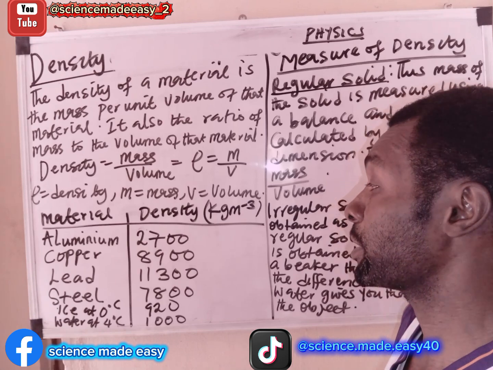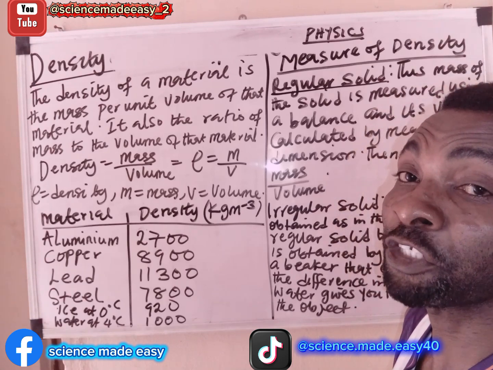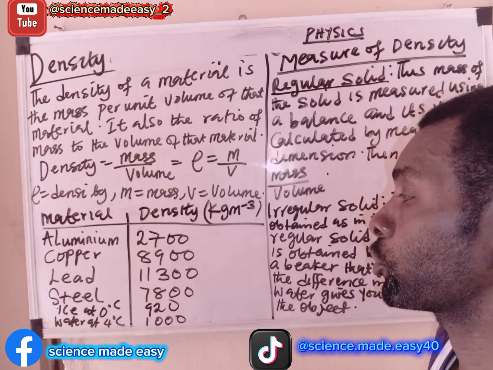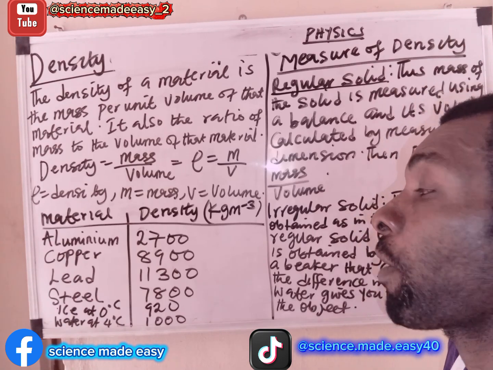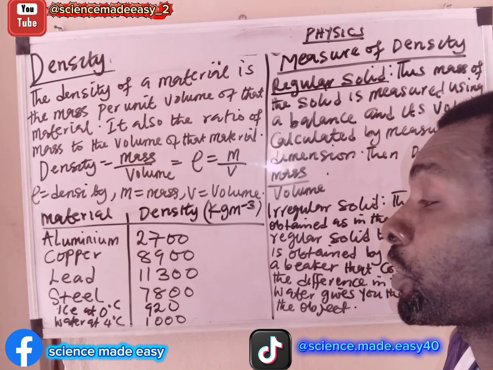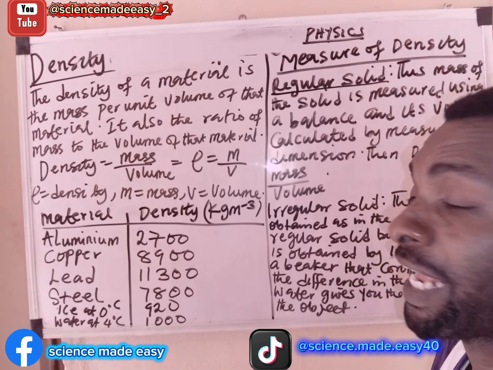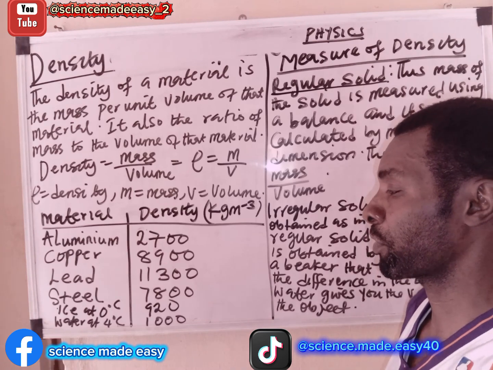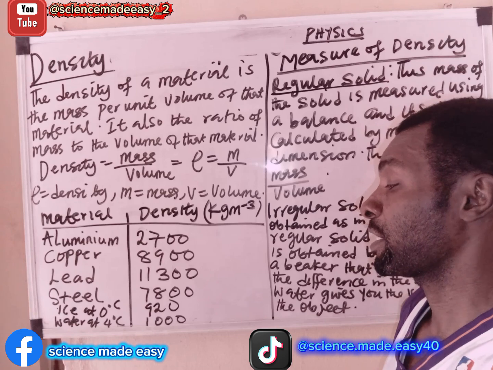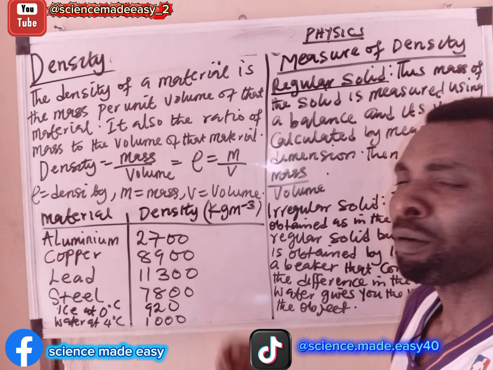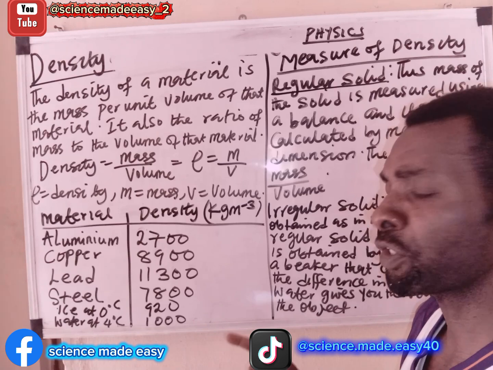Then these are materials and their density. Like aluminium, the density in kg per meter cube is 2,700, while that of copper is 8,900, while that of lead is 11,300. That of steel is 7,800. But I want you to pay attention.